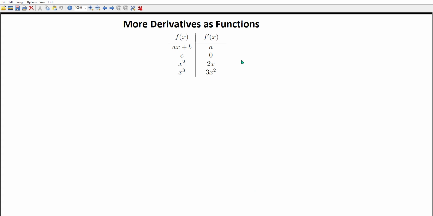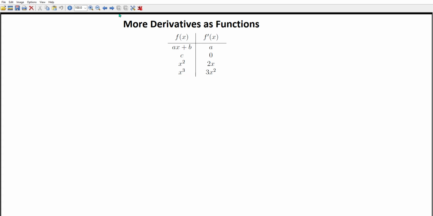Now let's take a look at some functions we know derivatives of. F of x equals ax plus b is the equation of a line. And remember, the line has a constant slope, and the constant slope is a, so the derivative of ax plus b is a. F of x equals a constant is the horizontal line. It has a slope of 0. Now, we've already seen that the derivative of x squared is 2x, and we've just shown that the derivative of x cubed is 3x squared.